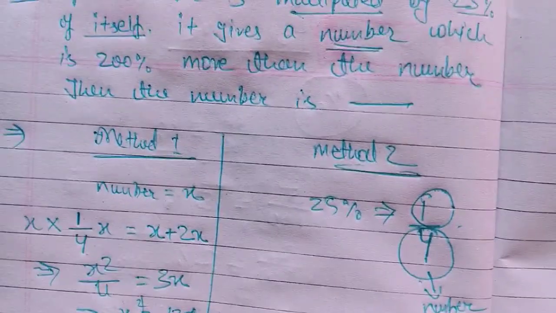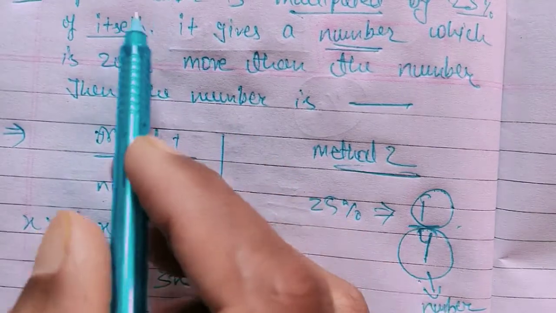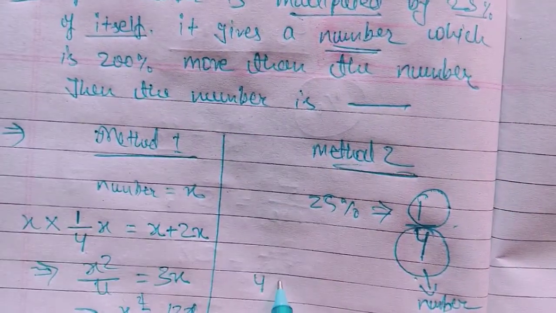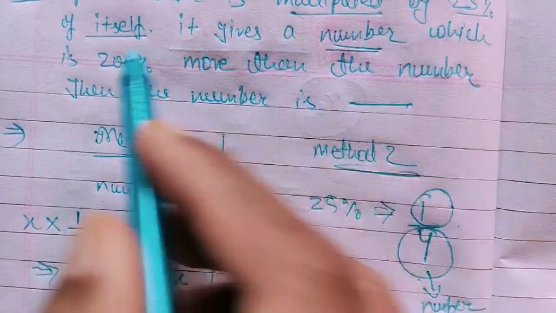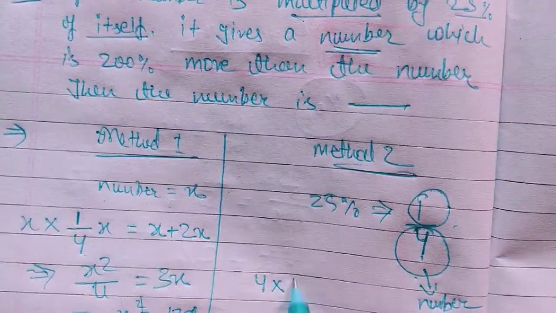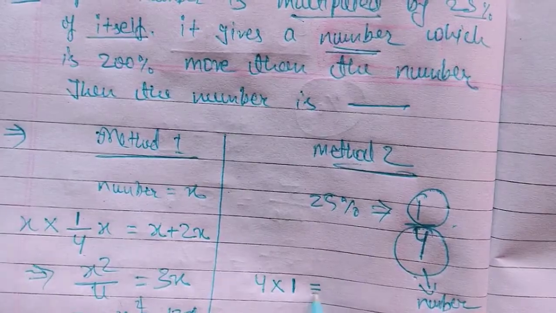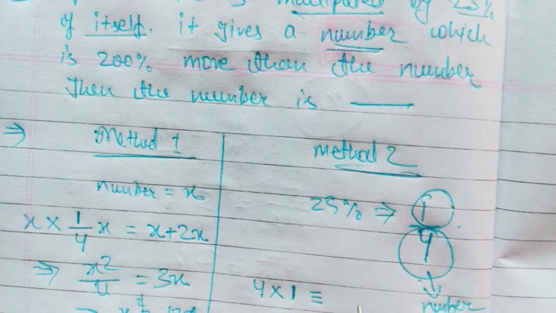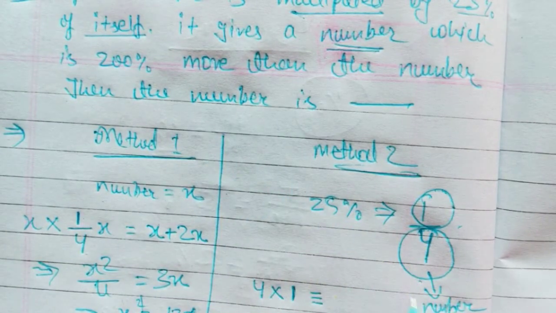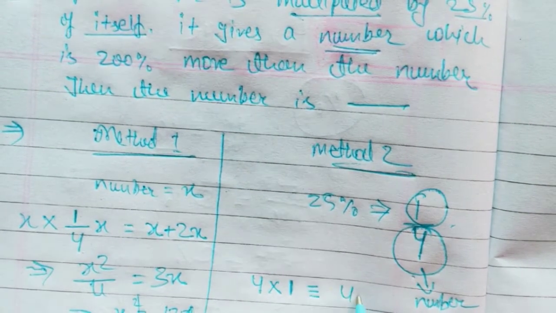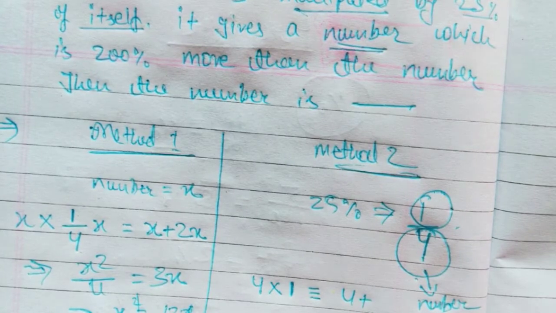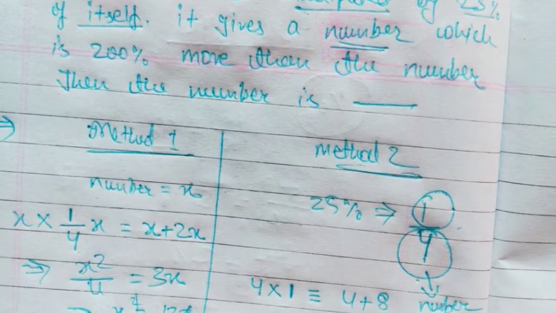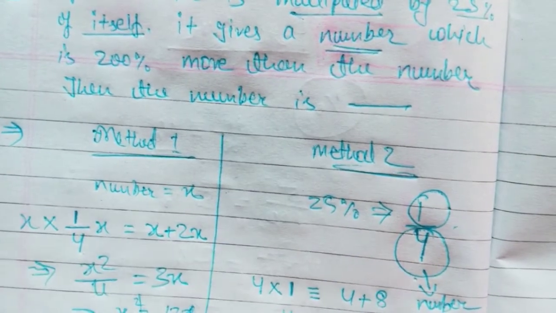So the first step will be, here it is given that if a number is multiplied with 25% of itself, so 4 is the number and it is multiplied by 25%, so 25% is 1. So 4 into 1 equals, it gives a number which is 200% more than the number. So 200% more than the number, it means 4 is equal to 12.